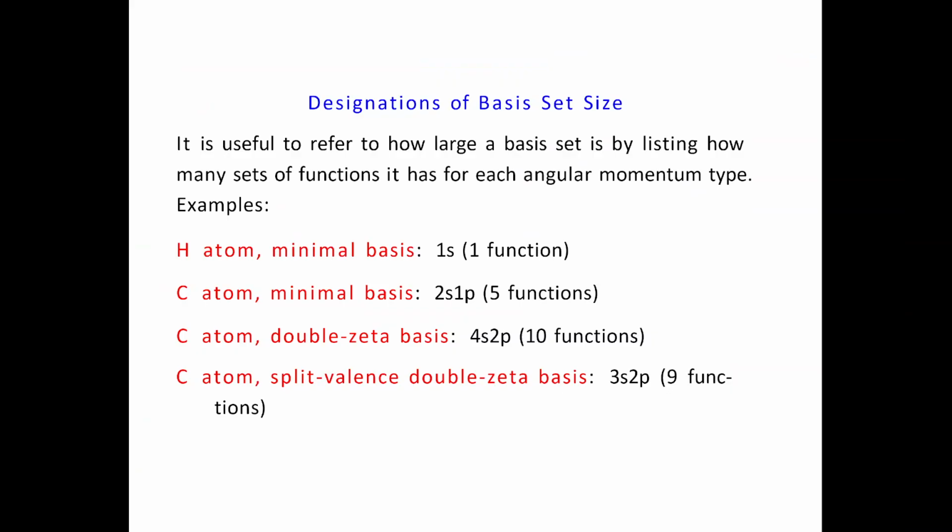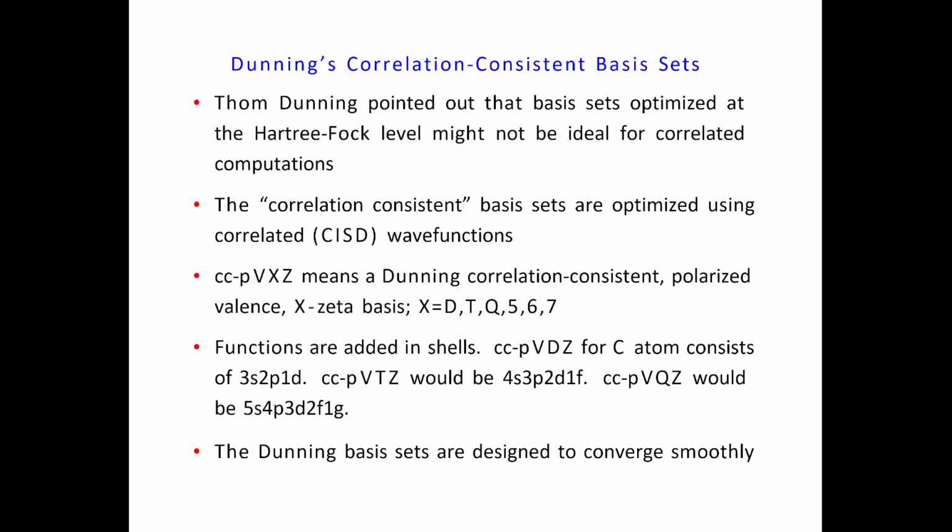Yes. Now the designation of basis sets. Yes, that we have already discussed. Now there is a Dunning correlation consistent basis set. So Dunning pointed out that the basis sets optimized for the Hartree-Fock, where there is no correlation, might not be good for correlated computation. So in the coming lectures, you will see about MP2, coupled cluster. They are actually correlation calculations. You take care of the electron correlation. They might not be good.